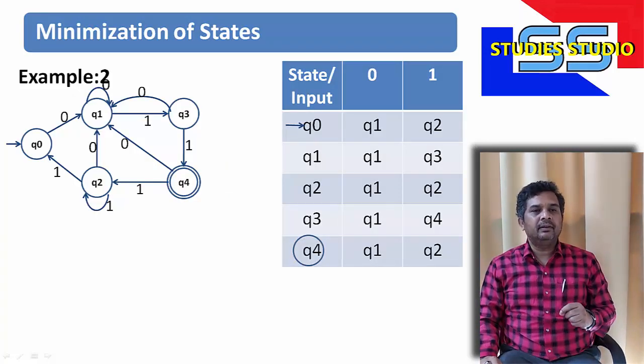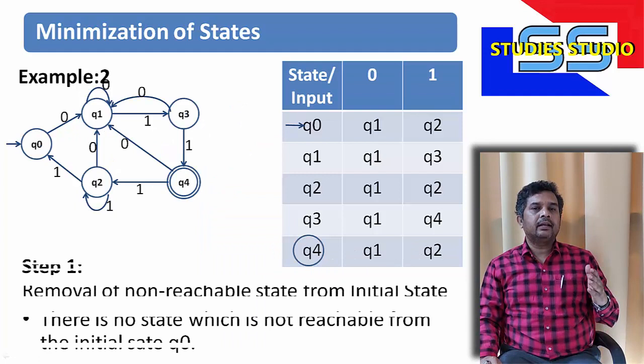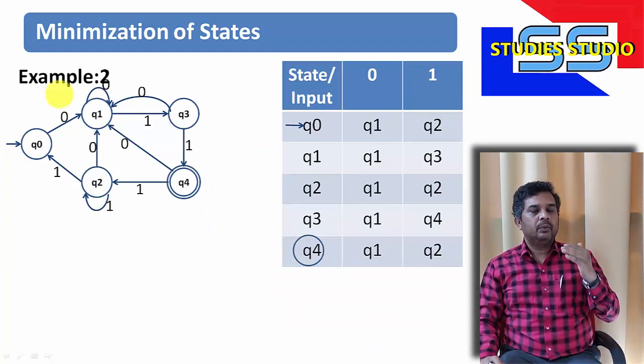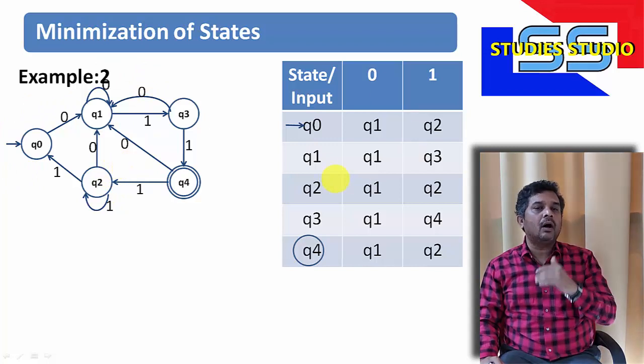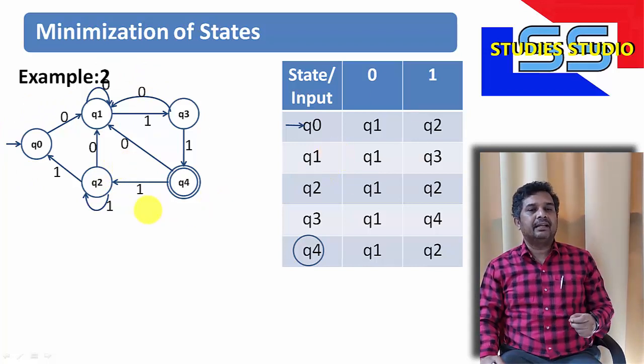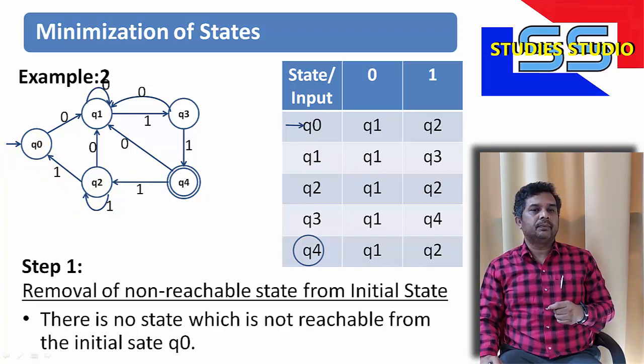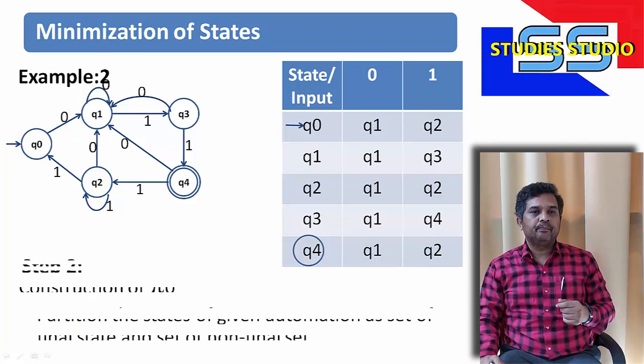This is the problem given. A DFA is given and correspondingly its transition table is given. In the first step, we need to remove all the unreachable states from the starting state. In this DFA, we don't find any such state which is not reachable. From Q0, I can go to Q1, then Q3, then Q4, then Q2. I can reach each and every state. So step 1, removal of all the non-reachable states, is not required.